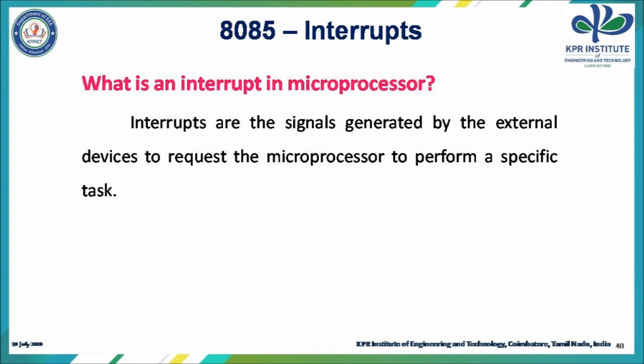If the priority is higher, the microprocessor will suspend its current operation and it will go to service the interrupt. But if the priority is lower, then the microprocessor will complete its present operation and then it will go and service the interrupt.